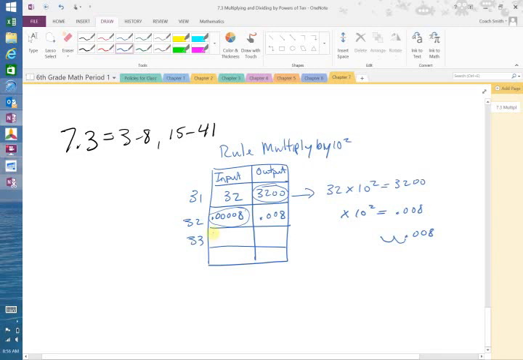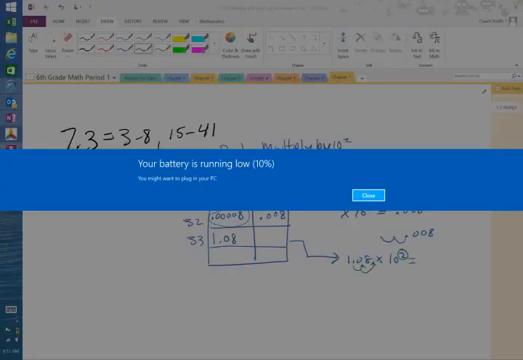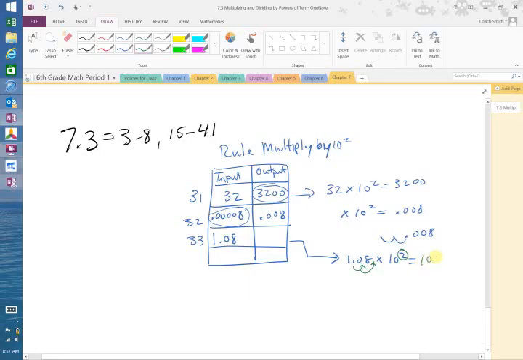Number 33 says 1.08. So I take 1.08 times 10 to the second power, which gives me what? There's a 2. So I move it once, twice. $108. Okay, so that's what you're doing on those problems.